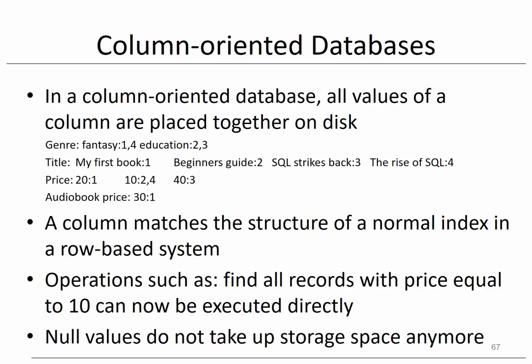In a column-oriented database, all values of a column are placed together on disk, so our example table would be stored as you can see illustrated here. In this way, one particular column matches the structure of a normal index in a row-based system, an iteration of possible values together with the record identifiers holding that value.